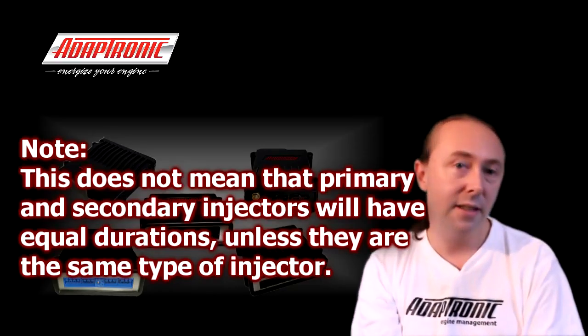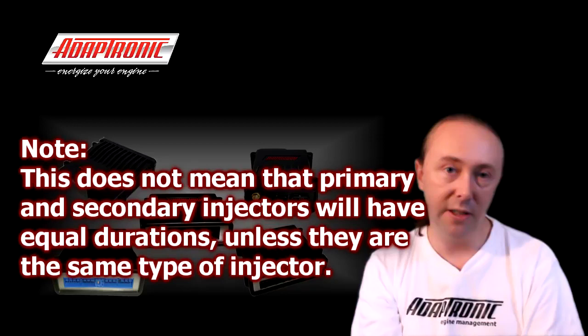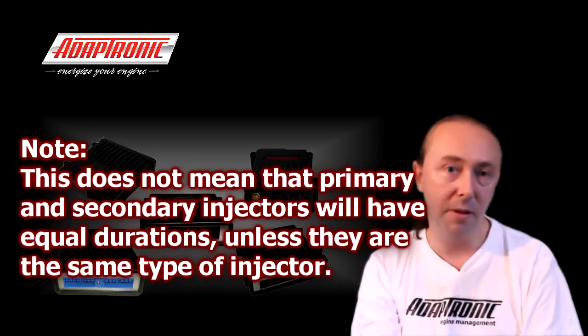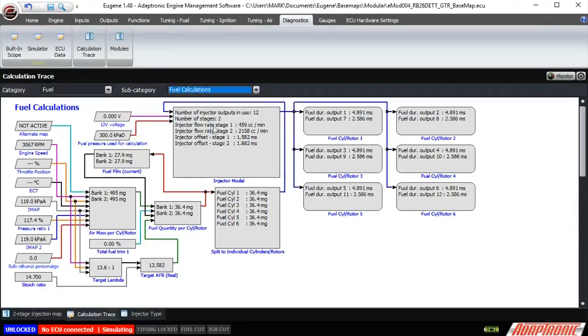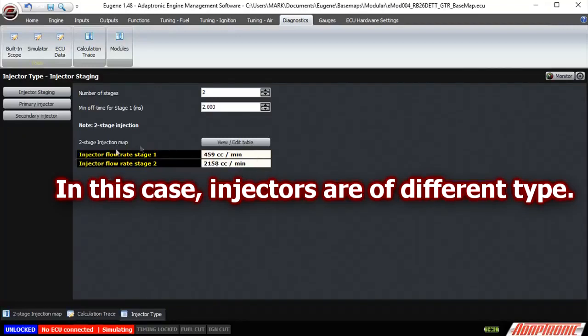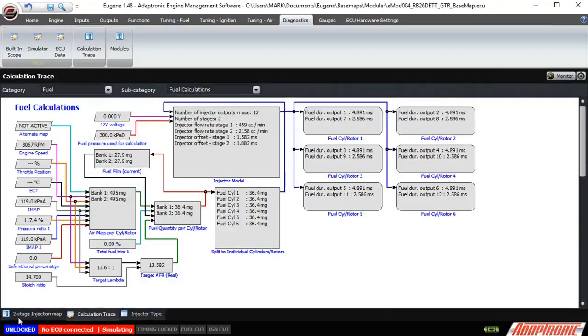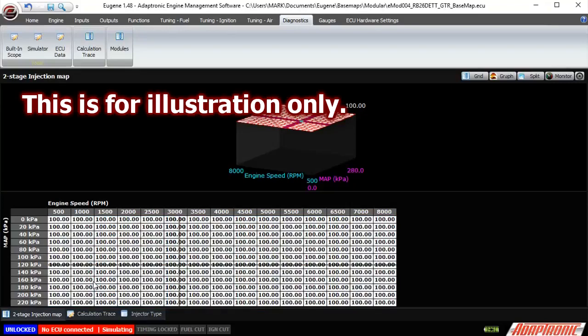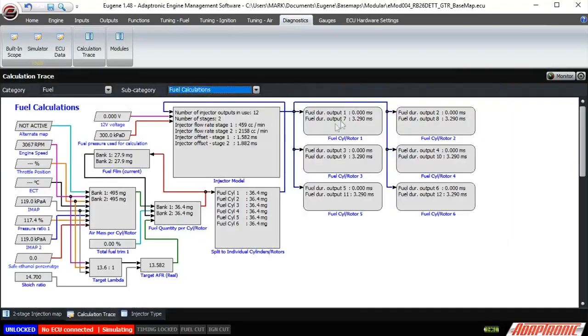Now note that this does not mean that the primary and secondary injectors will have the same millisecond duration. They will if you have the same type of injector in both primary and secondary stages, but in the general case that won't be the same size injector, and therefore the millisecond values will be different even if the fuel quantity is the same. And if you put 100% in the secondary injection map, then that means that the ECU will attempt to deliver all the fuel using only the secondary injectors in that RPM and load position.